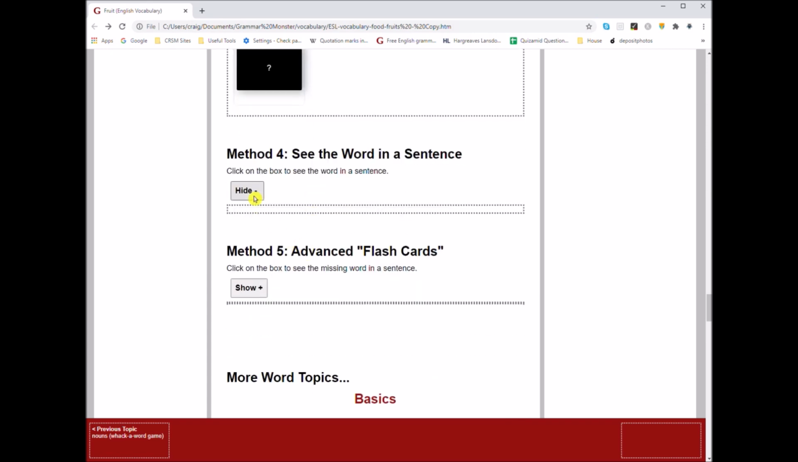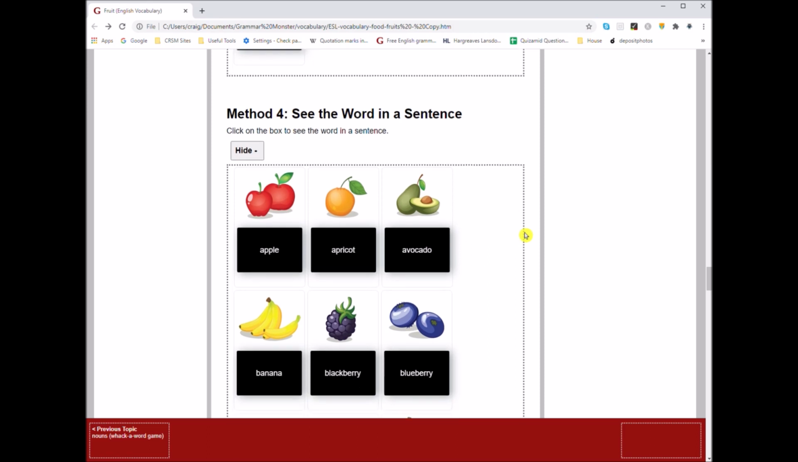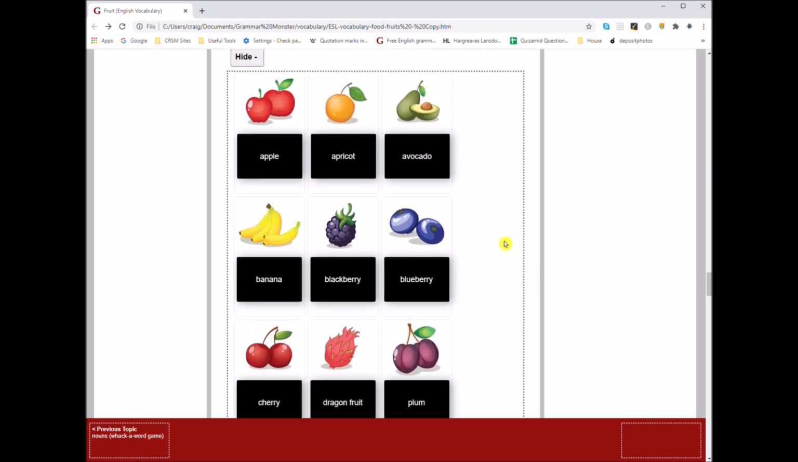Method 4 is also not a test. Method 4 is designed to show you each word in context. You look at the picture, look at the word, and then click on the word to see it in a sentence.